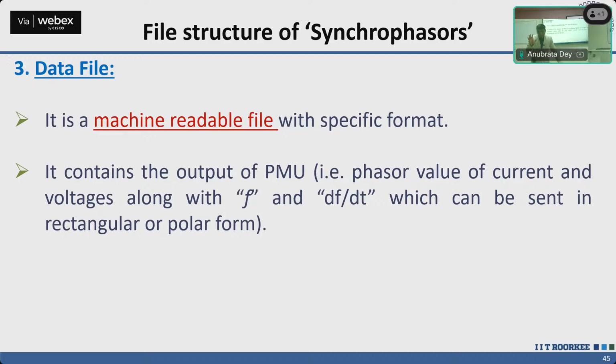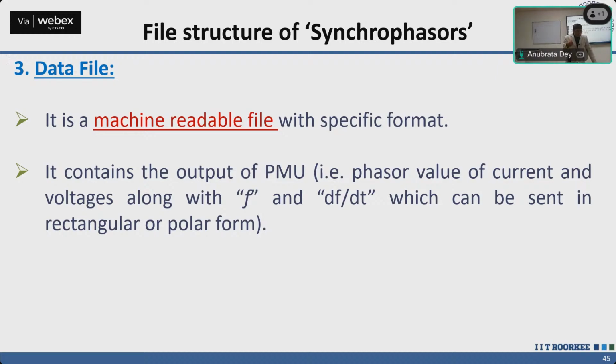So I hope you are all aware of how the PMU is going to calculate the phasor value, so I am not going into that detail. What they do is, for example, you have three currents, IA, IB, IC. These currents are instantaneous currents.